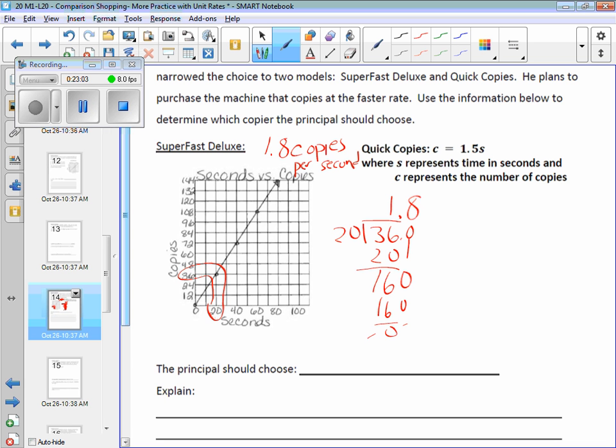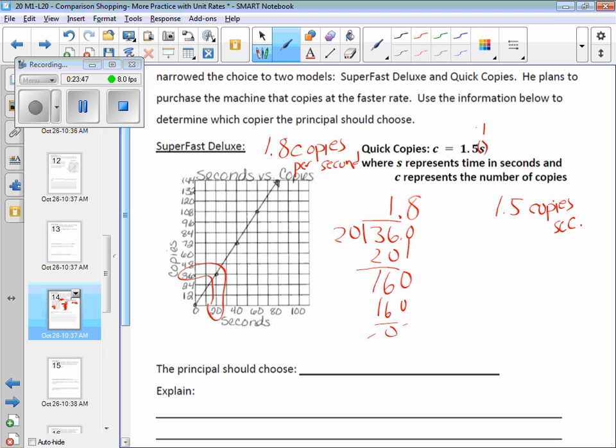All right, I love equations because equations are simple. Once you have an equation, you also have the unit rate. I could substitute 1 in for seconds, but then I'm just doing 1.5 times 1, and I get what? 1.5. So this one does 1.5 copies per second. What should the principal choose? Here's where you have to do the thinking. Because sometimes you go to the store, you want to pay less per ounce, per pound, but not so much with these copies. These copies, you want the one that can make more copies per second.